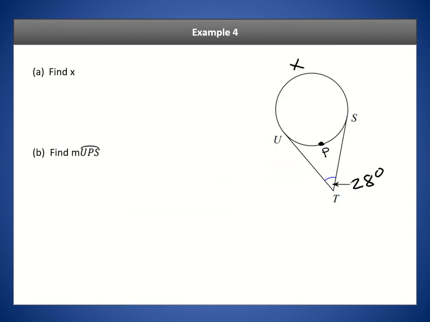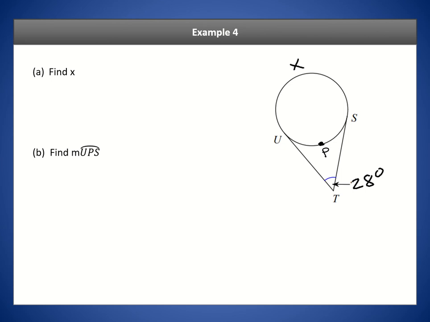So let's look at another example in which we utilize that theorem. Here we're looking at what looks to be case 3, where you have 0 secant lines. You only have 2 tangent lines. So you have tangent segment TS, and then a tangent segment TU. So this time we got the angle. We're trying to find the arc.